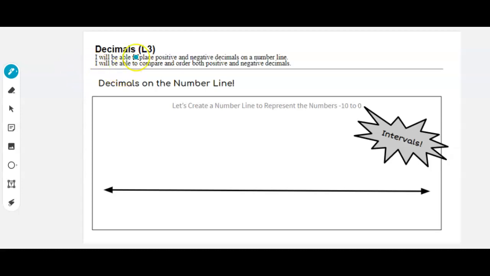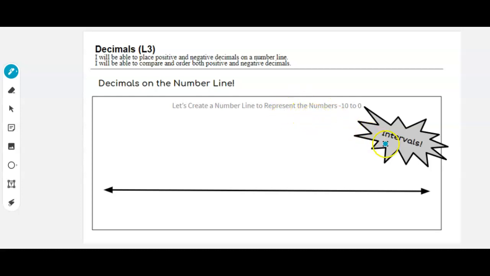All right, we're going to go ahead and look at decimals, which are a little bit easier than fractions. We're going to be able to place positive and negative decimals on a number line and be able to compare and order both positive and negative decimals. So this time we're going to start with those number lines and see if that helps us out.